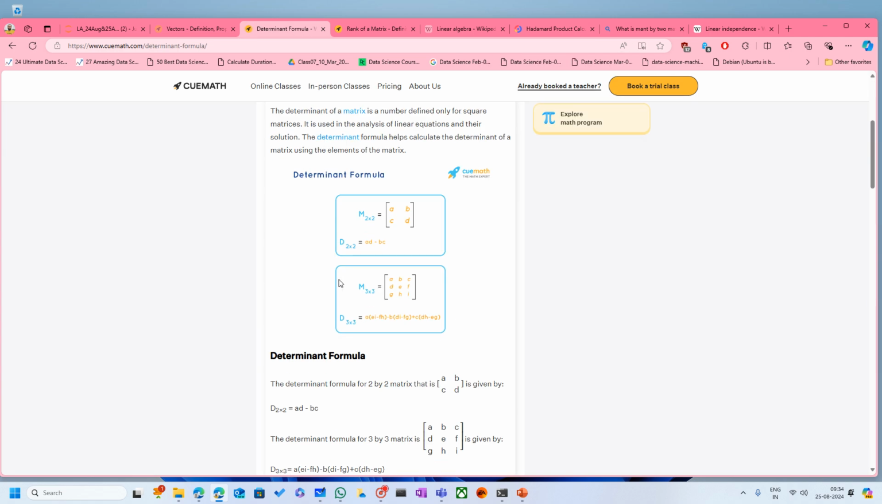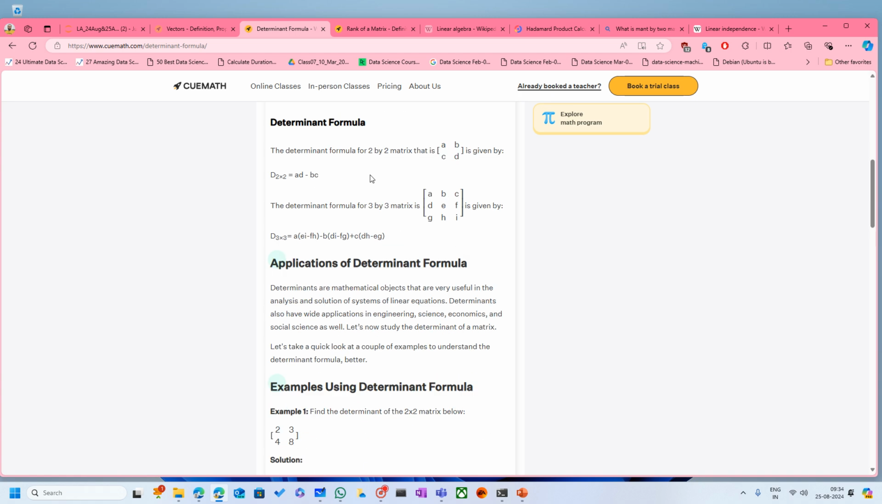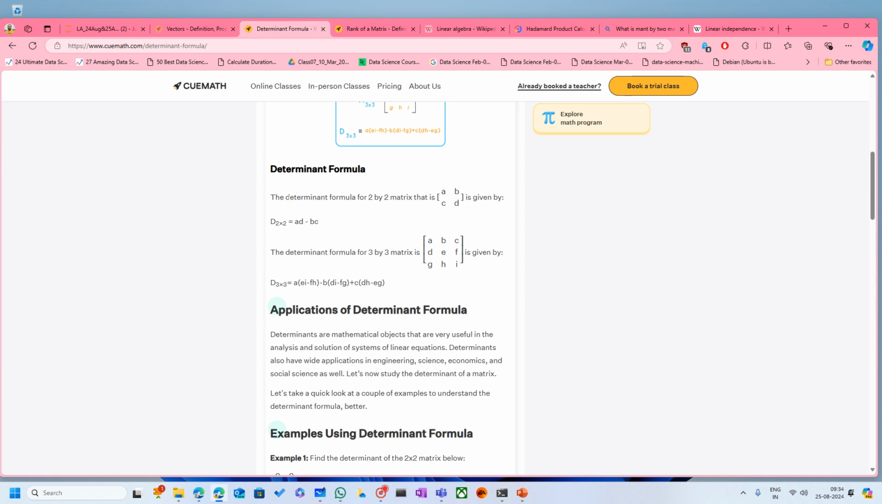What happened? Okay, we will see for a simpler case. Determinant here is nothing but multiplying the elements of the diagonal and minus multiplying the elements of the diagonal in the other direction, B C. Okay, so that will give you the determinant.